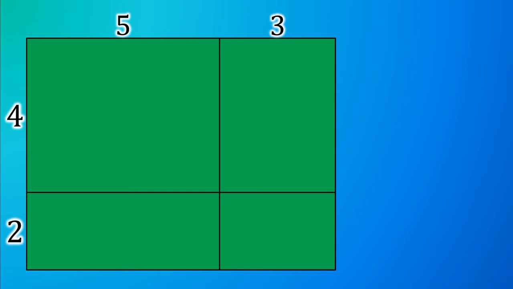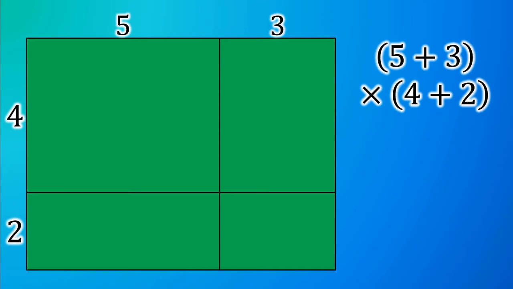I want to find the total area of this whole rectangle in two different ways, and those two expressions would then be equal to each other. One way to find the total area of this rectangle is to multiply the total length by the total width: 5 plus 3, and that times 4 plus 2.